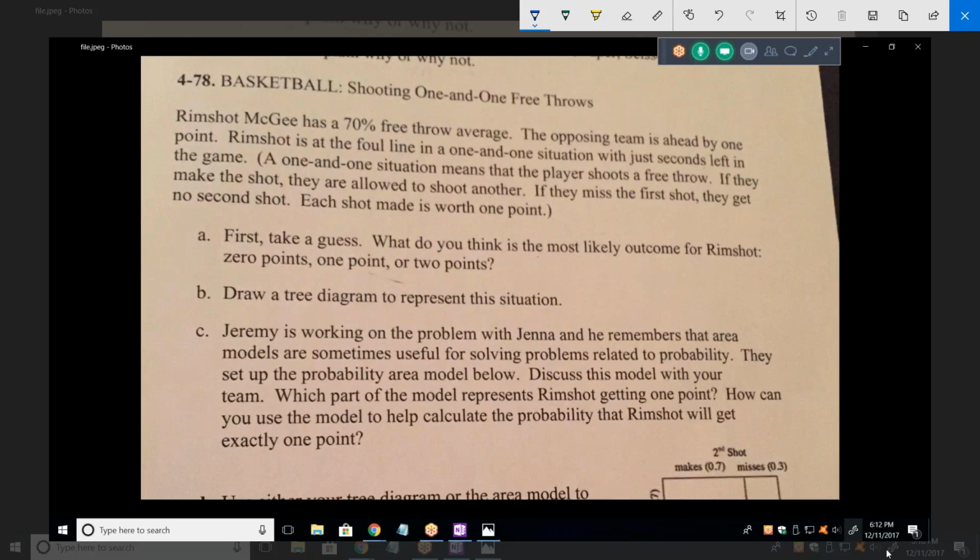Now, draw a tree diagram to represent this situation. I can understand the tree diagram and how to make one. Okay, I will let you direct. You tell me what you want next. That's my style of tutoring, is the student tells me what they want to work on. Well, we can go over the tree diagram.